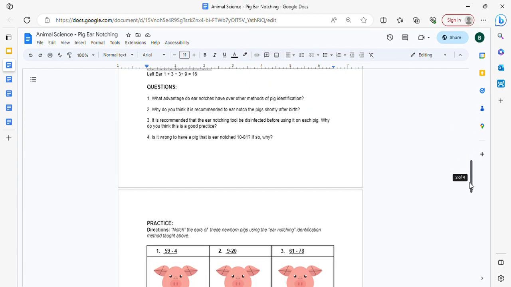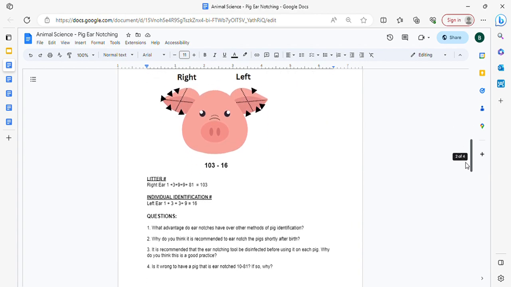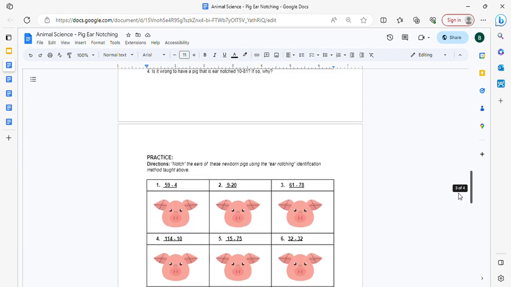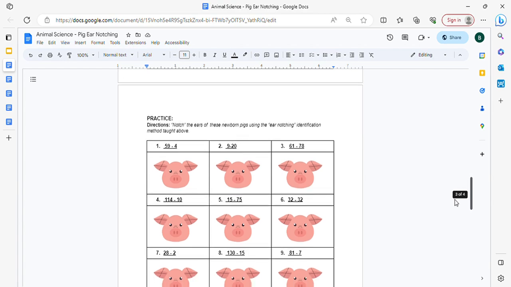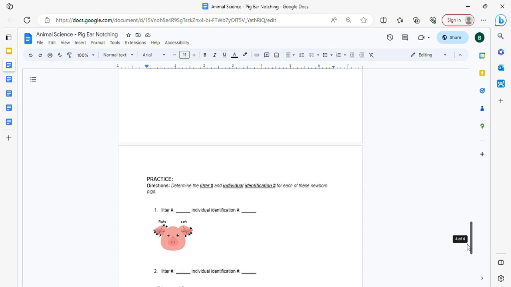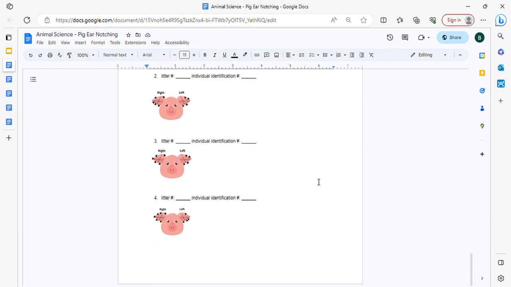I'm going to let you work on this. You're going to practice notching some ears yourself, and then you're going to practice determining the litter number and identification numbers for these newborn pigs. At the end, if you want to come up and check your answers, I'm completely fine with that.